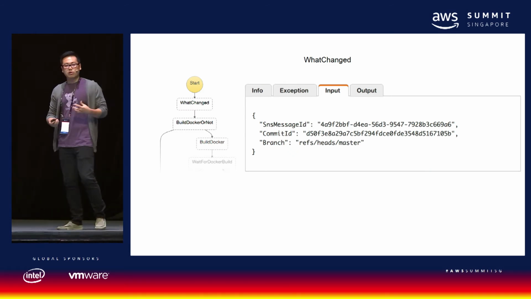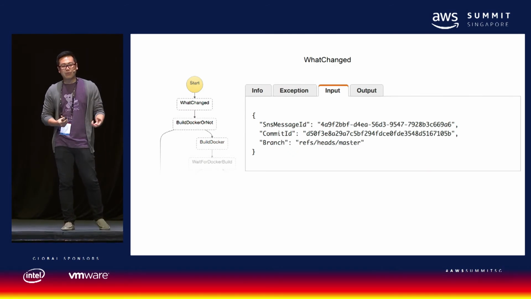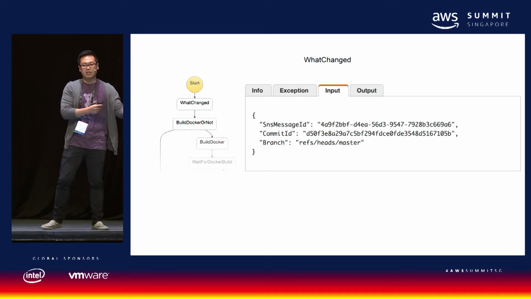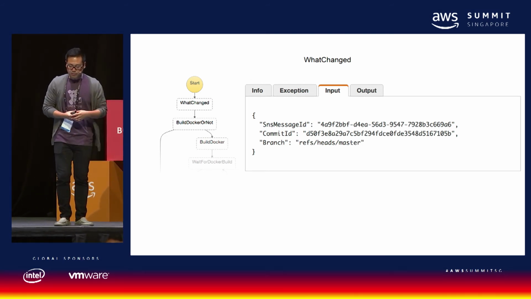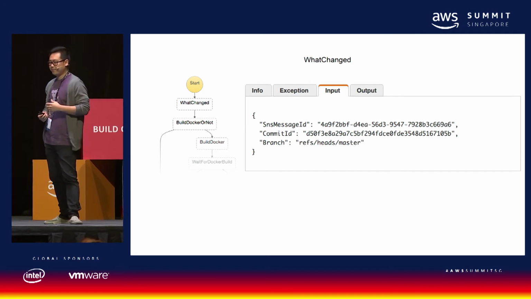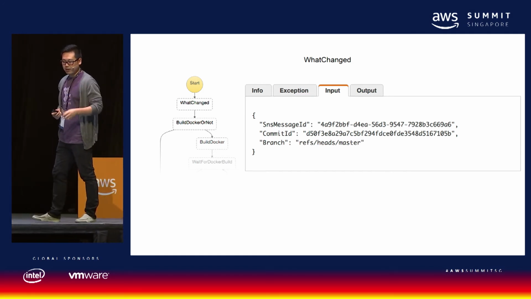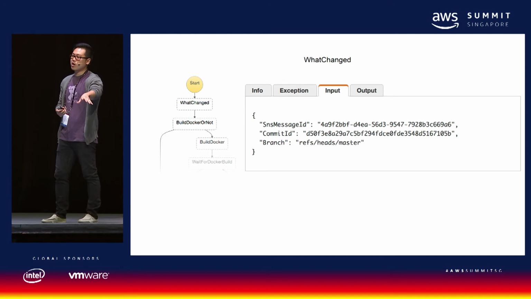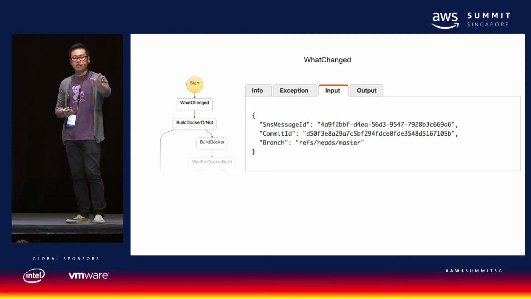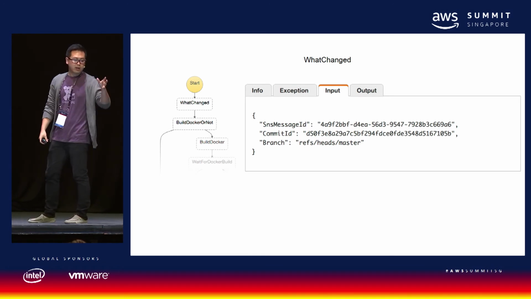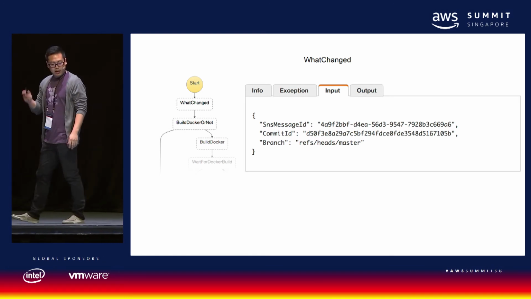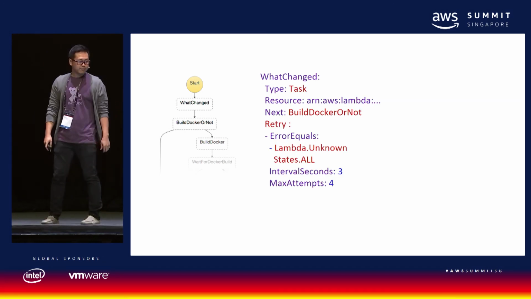So this is where you're going to be able to see what sort of thing you're getting with these inputs and outputs and how you're going to manage this entire flow and what makes step functions so great, because you can actually hold state here. So we have what changed. What changed is taking this input from start step function that actually kicked off the step function here. So it's going to get the SNS message ID, the commit ID, and the branch. And this is what it looks like within the YAML file.